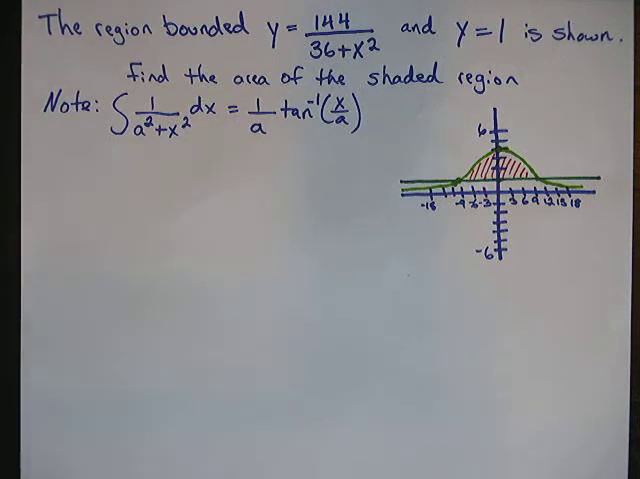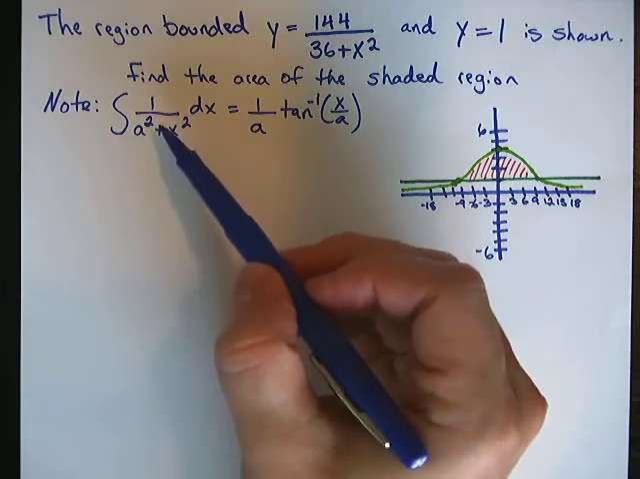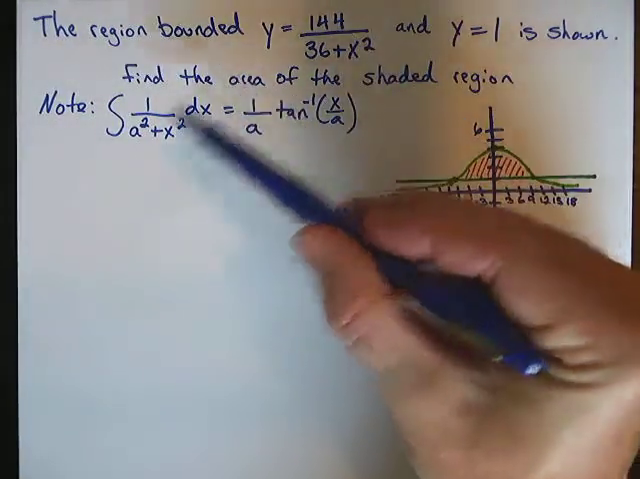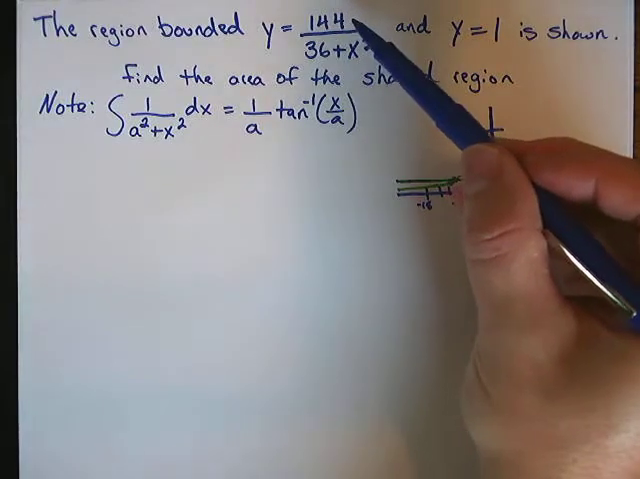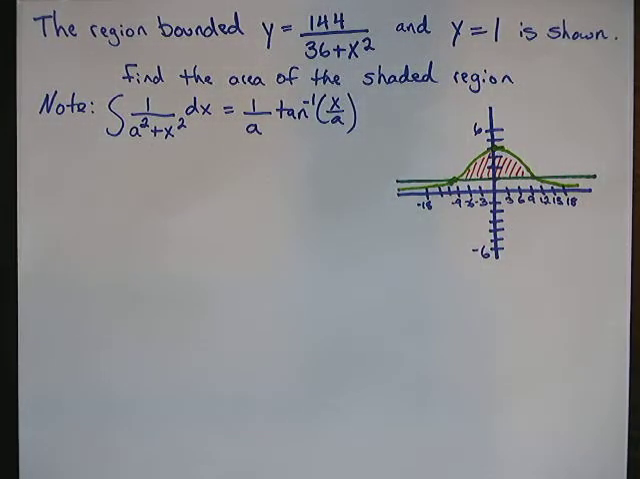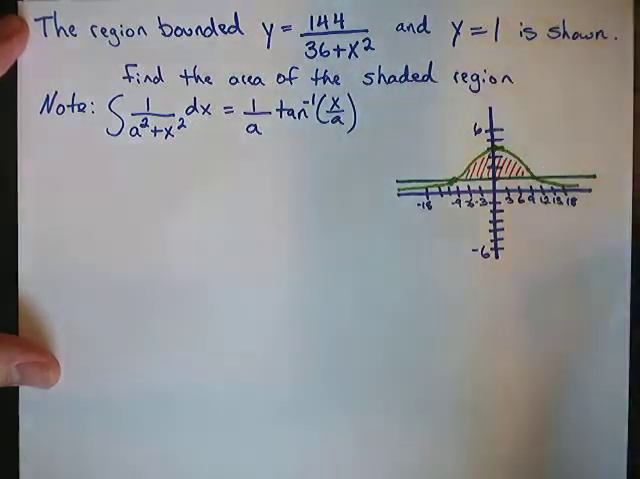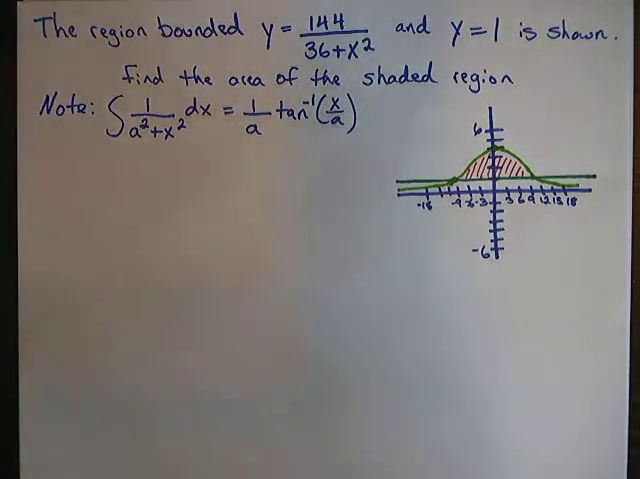The region bounded by y equals 144 over 36 plus x squared and y equals 1 is shown. Find the area of the shaded region. I wrote a note here about the integral when you have 1 over a squared plus x squared, which is what this looks like. The 144 is a constant, so that won't change the fact that this integral gives you your answer right here. It will be an inverse tangent function.